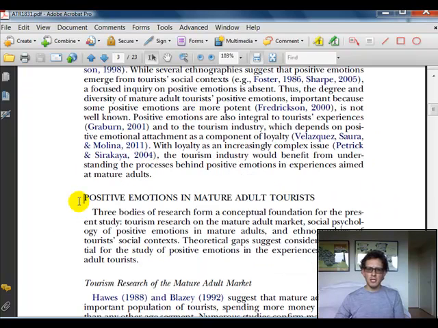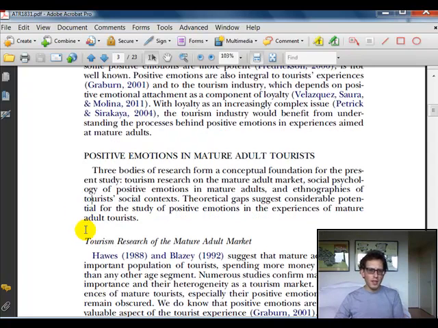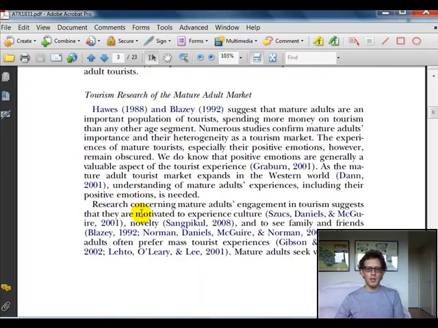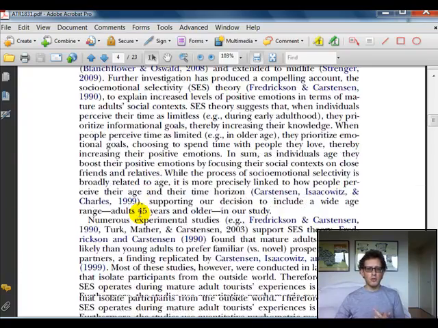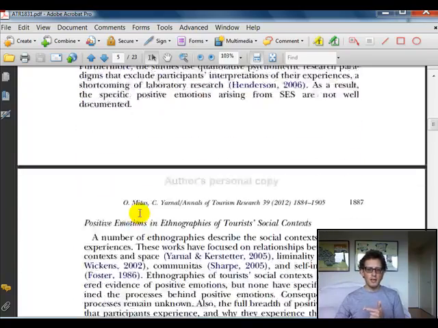And then there's a big sort of level 1 heading, positive emotions in mature adult tourists. And a lot of different things start there. But first, of course, the literature review. And the literature review will have 3 sections. You know that because I say 3 bodies of research form a conceptual foundation for the present study. So here's literature review part 1, 2, and 3.